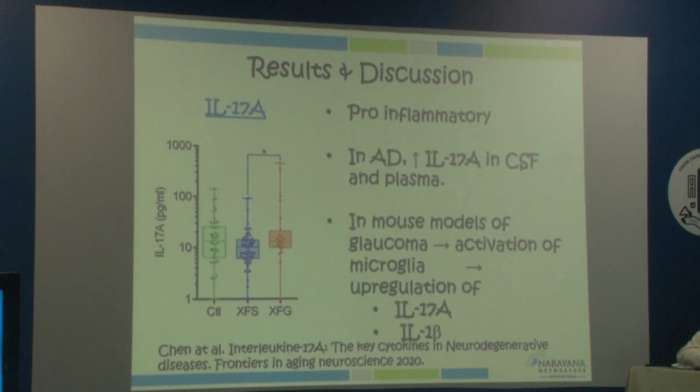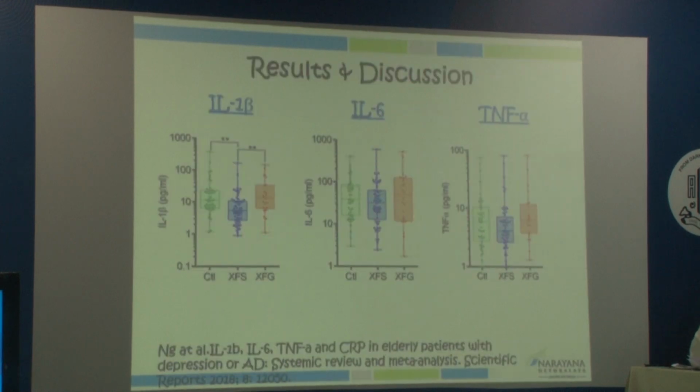It is a pro-inflammatory cytokine that plays a crucial role in neurodegenerative diseases. In patients with Alzheimer's disease, raised levels of interleukin-17A were found in the CSF and plasma. And also in several mouse models of glaucoma, following a raised intraocular pressure, there is activation of microglia with the associated upregulation of interleukin-17A. They also found that the interleukin-1B levels were also raised in these mouse models, and I'll move on to that immune factor next.